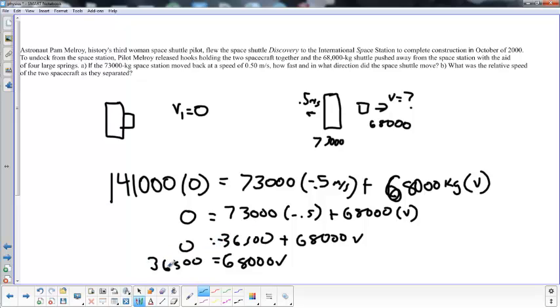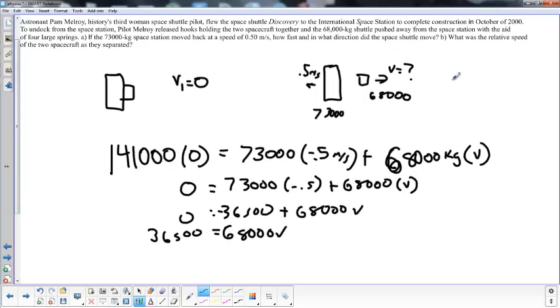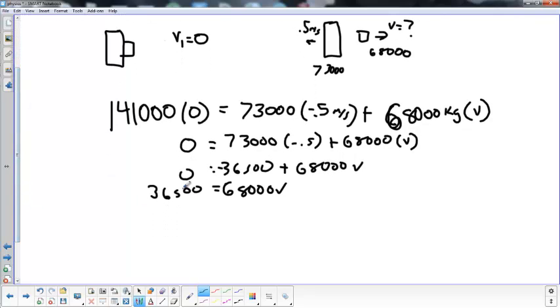And if you notice, because this is negative, you're adding it to both sides. So you end up with a positive 36,500 on this side, so your v is going to end up being positive. And that's important because the space shuttle goes to the right and the space station goes to the left. So right is positive, and actually if you do your signage right, you should end up with positive numbers, meaning going one way. So we're going to divide both sides by 68,000, and you should end up with v equals 0.536 meters per second, which is good.